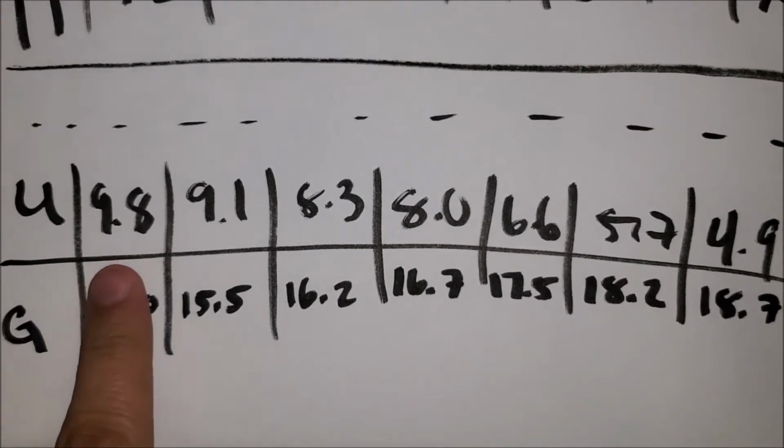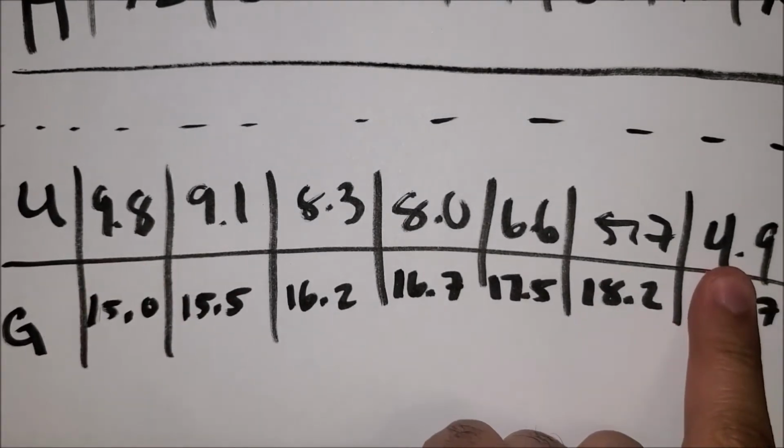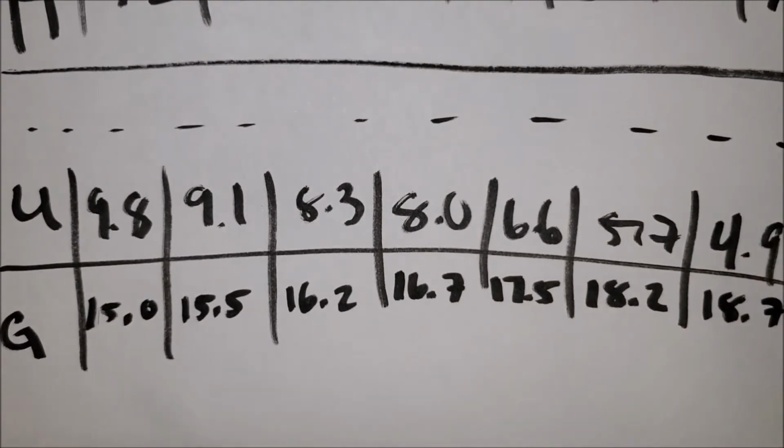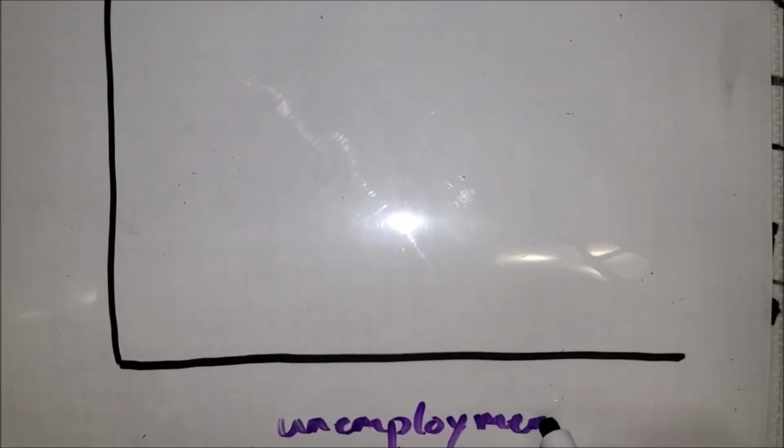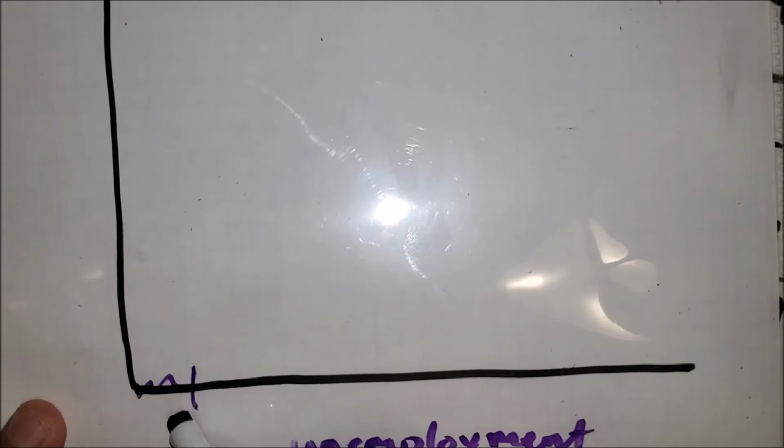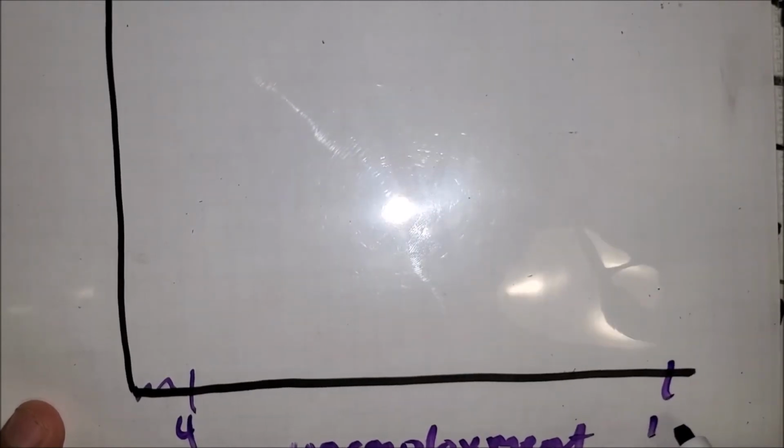Our highest unemployment's 9.8, our lowest is 4.9. So we could do a scale of about 4 to 10. Or you could do 4.5 to 10, but then you'd have to split it up in an interesting way. I'm going to go ahead and do the unemployment on the bottom. So, unemployment. And I'm just going to start here at 4. Come over here to 10.